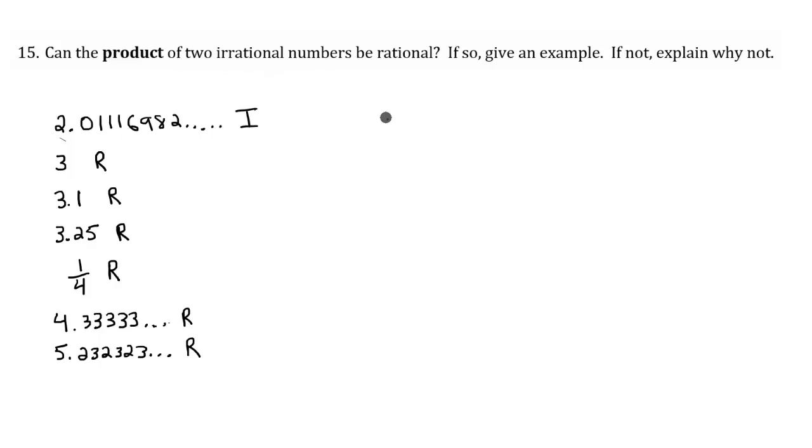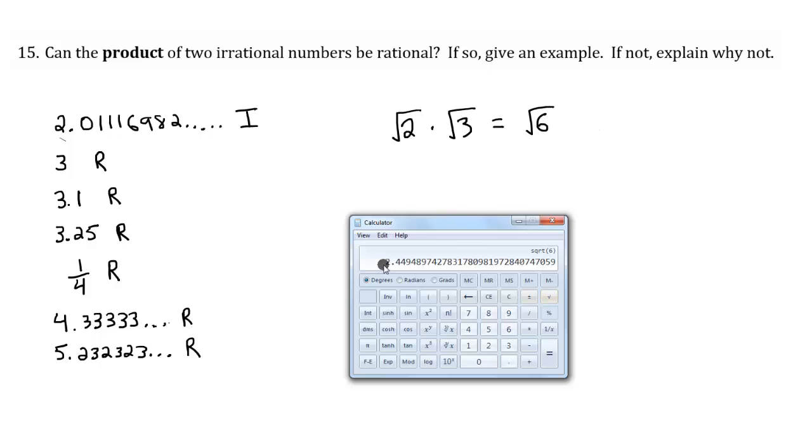Number 15 is similar to 14, but it's asking if the product of two irrational numbers can be rational. Well, let's say if I take the square root of 2 and I multiply that by the square root of 3, it is similar to the terms that we used before, that's going to give me the square root of 6. But the square root of 6 will give me some sort of decimal. I'll do it in the calculator. Here it is. It's 2.44948. So again, we get this long, crazy looking decimal with no pattern. So that's going to still be irrational.